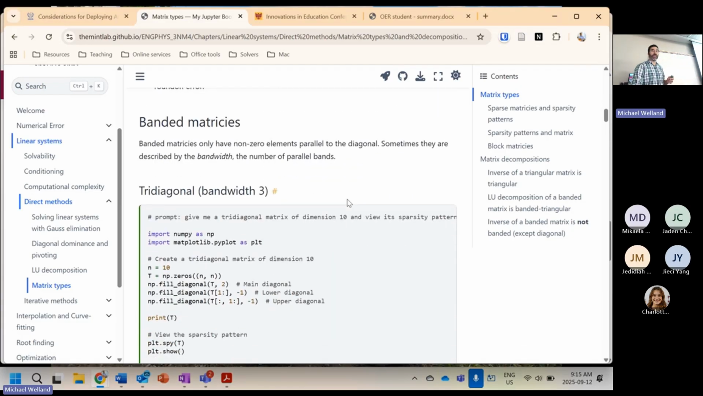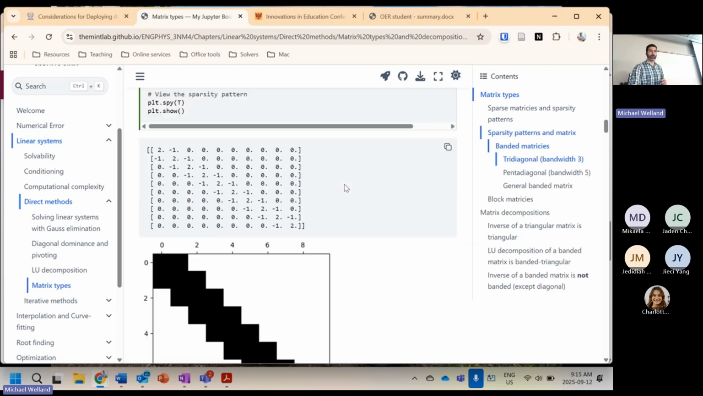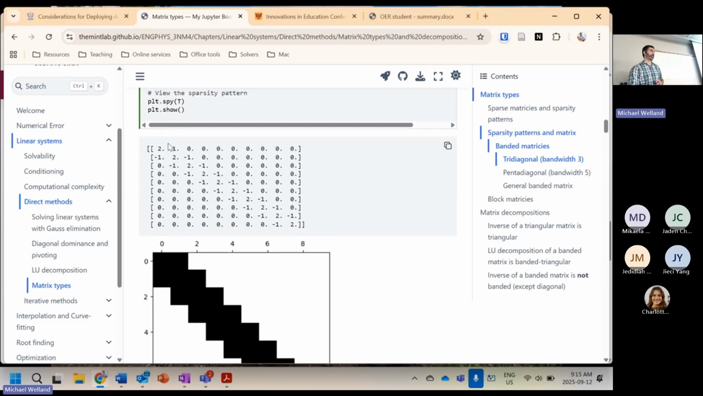Banded matrices are a little bit of an extension. They can be described by a term bandwidth. That's the number of parallel bands, and they look like something like this. And these are actually very common, especially in finite difference methods, right? You have your main diagonal. You almost always have your main diagonal. If you don't have your main diagonal, you have a different problem. There are particular cases. That's something a little bit outside.